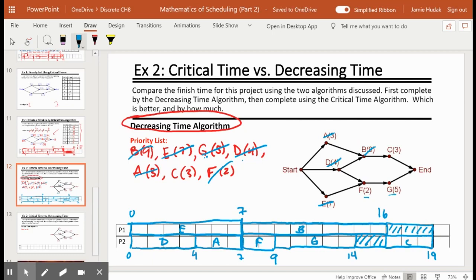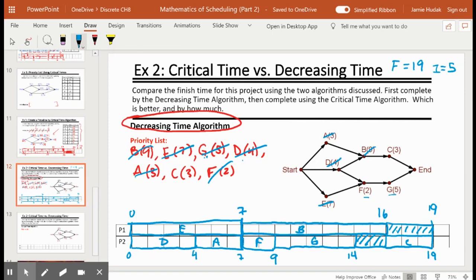Now that we've done this, we see that the whole project takes 19 units of time, so the finish time is 19. And if we look at the idle time, we had 3 units of idle time for worker 1, 2 units of idle time for worker 2. So the idle time is equal to 5.